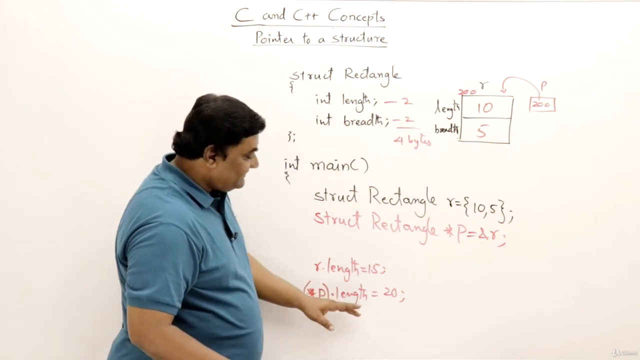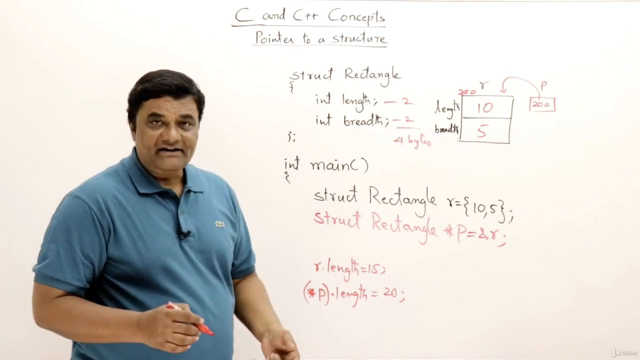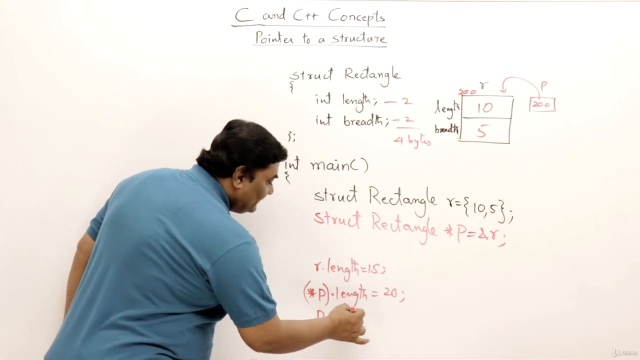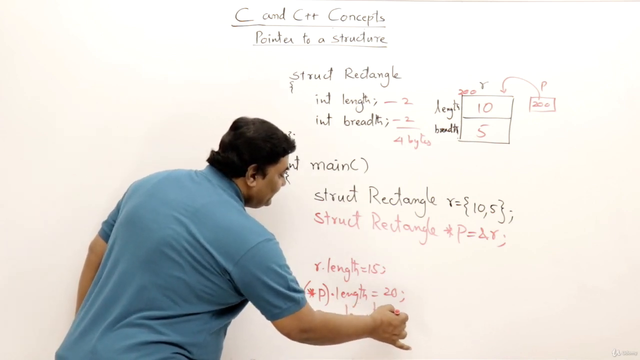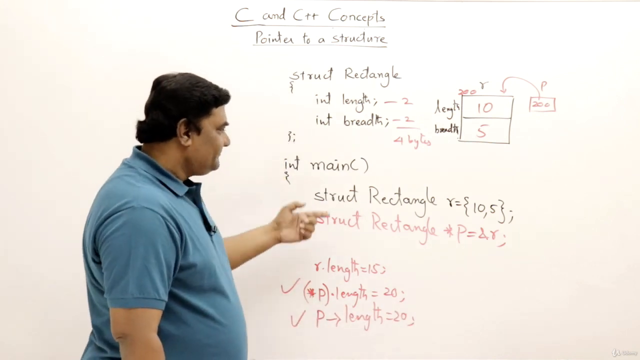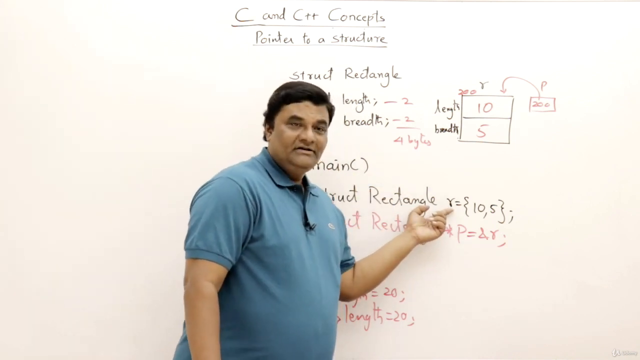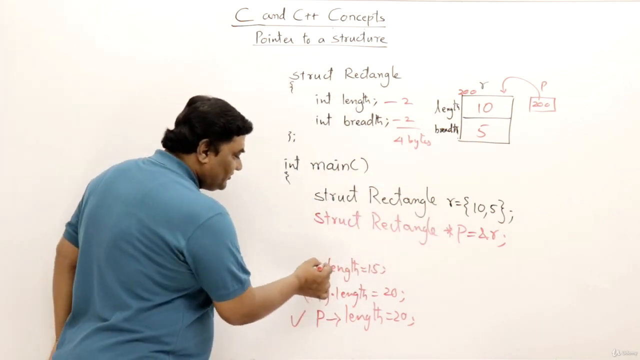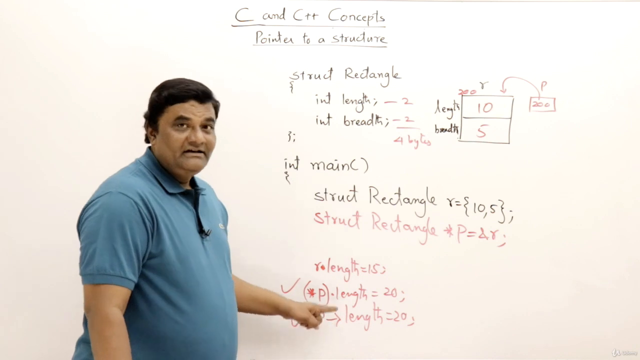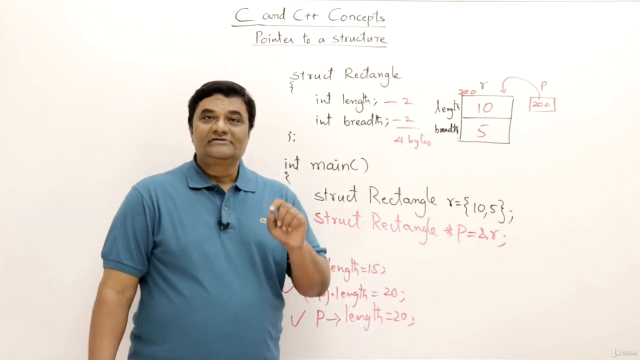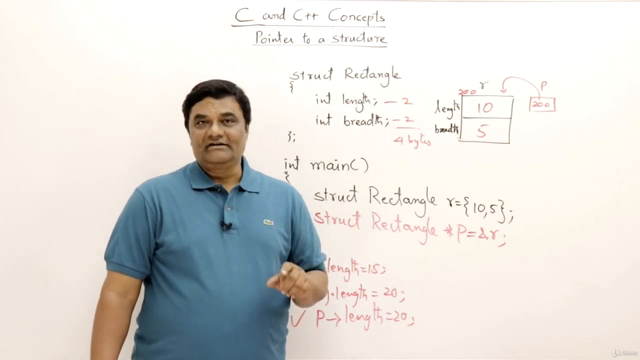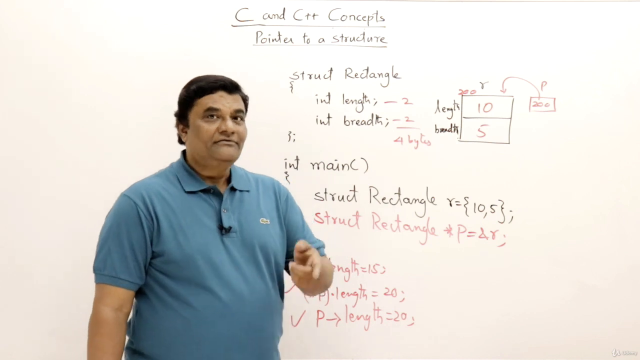So instead of following this syntax, C language gives a simple syntax for accessing the members using pointer. So I can simply say p arrow length assign 20. So either we can use this or we can use this. Finally, for a normal variable, use the dot operator, and for a pointer variable, use p arrow. Instead of dot, we have an arrow. So this is the method of accessing a structure using pointer.